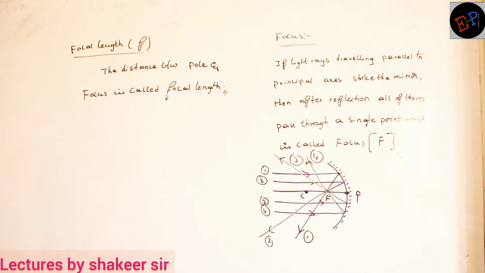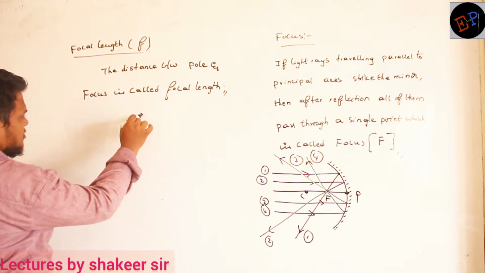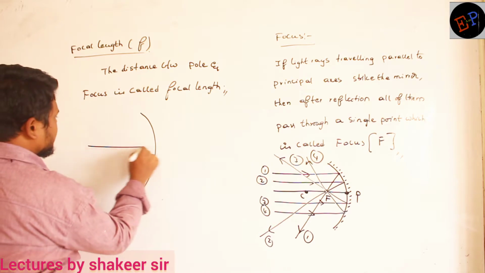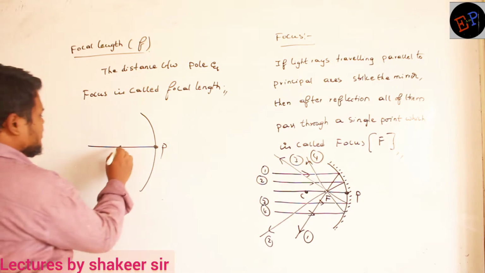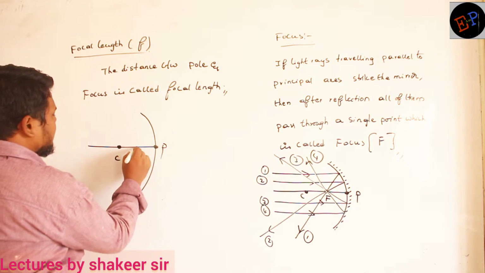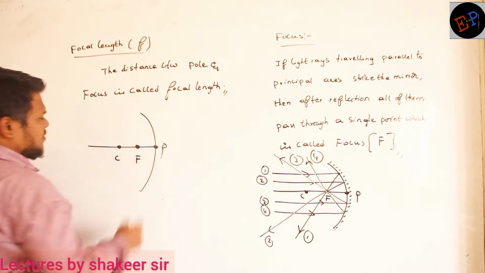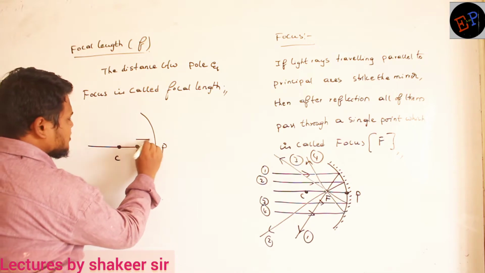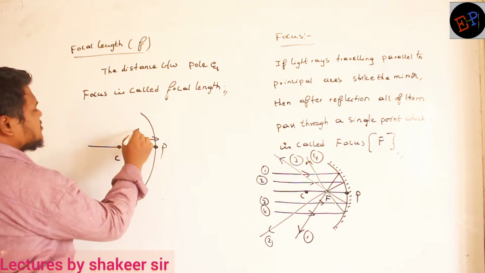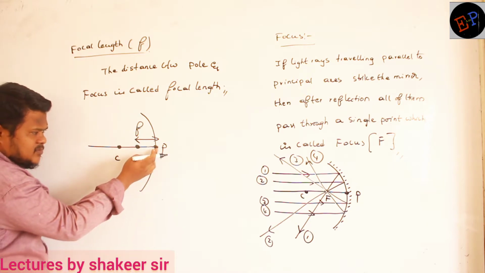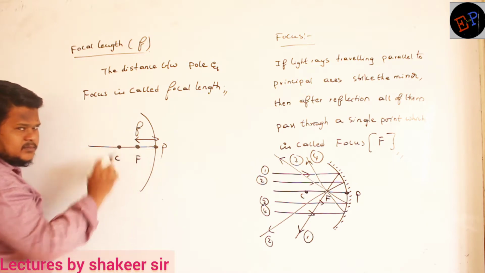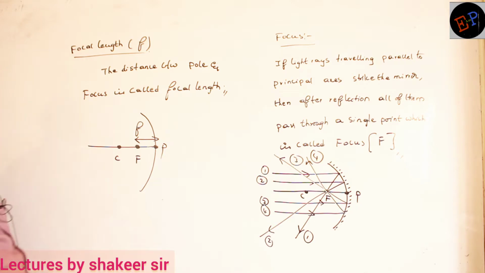Are you able to understand? So what is the meaning of this one? Let us draw the diagram once again. Consider this is the pole. This is the center of curvature, and this point is the focus point. Then this distance is called f, focal length. Distance between geometrical center of the mirror and focus of the mirror is called focal length.